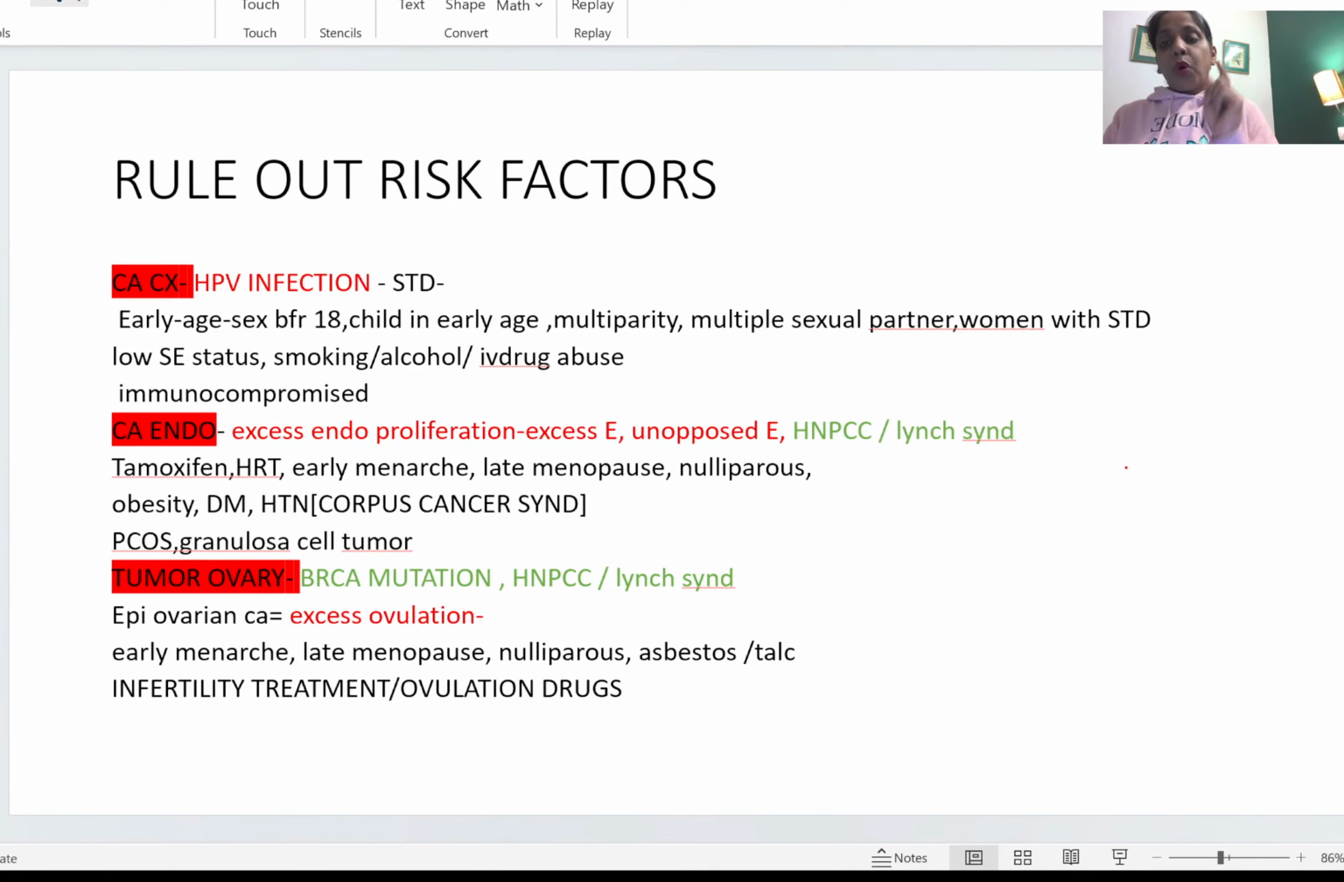Okay. Now, why obesity, diabetes, and hypertension? The answer is, the more the patient is obese, diabetic, and hypertensive, the more cholesterol the patient has, and the more androstenedione is formed from the cholesterol, and so more estrogen forms. So the more the endometrium proliferates. Have you got it?